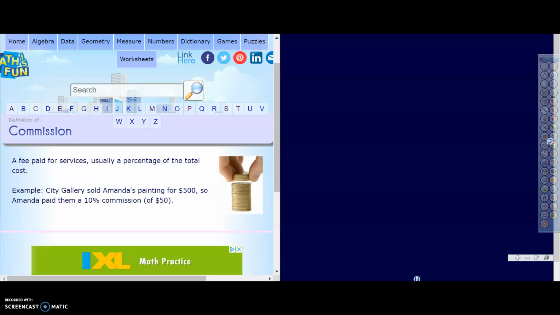What's up, everybody? The first thing we're going to look at is commission. And you can see right here the definition: a fee paid for services, usually a percentage of the total cost. All right, so guys, all we need to remember to find commission is that it's just percent of a number.